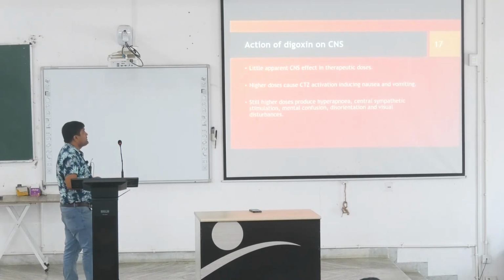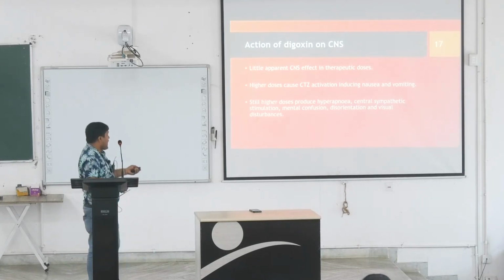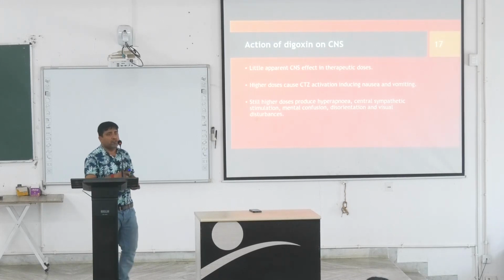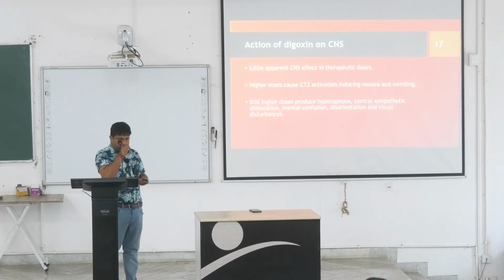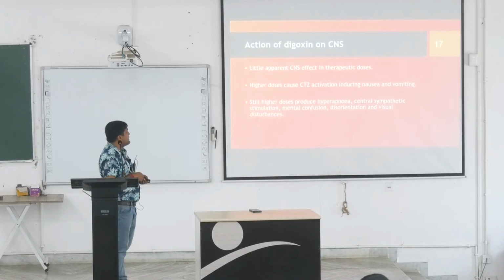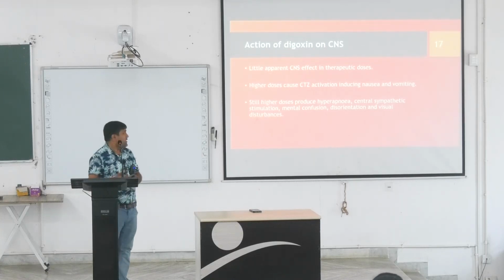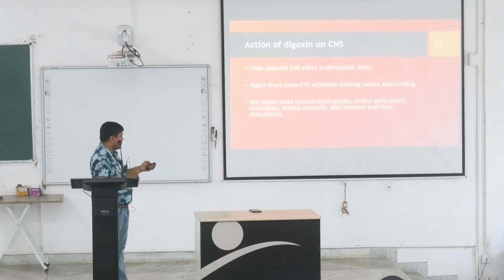Action of digoxin on the central nervous system: little effect at therapeutic dose. Higher doses cause chemoreceptor trigger zone activation, causing nausea and vomiting. Still higher dose produces hypopnea, central sympathetic stimulation, mental confusion, visual disturbance, disorientation and others.